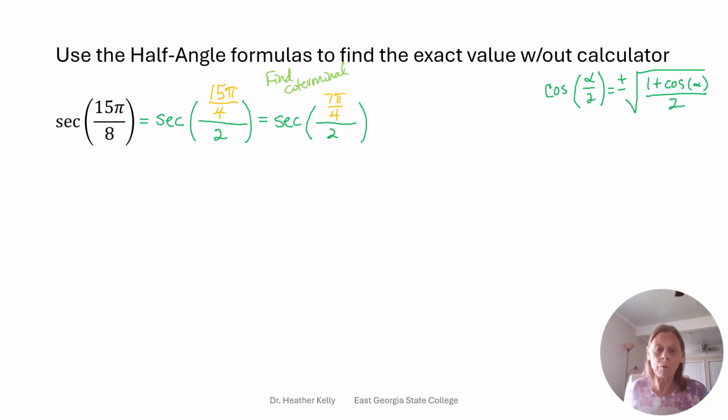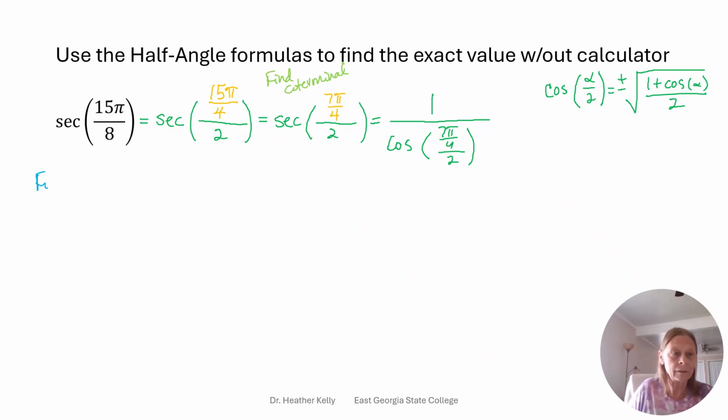Awesome. Now what we want to do is use the fact that secant is 1 over cosine. So this is equal to 1 over the cosine of 7 pi over 4 divided by 2. You want to leave it in this form so you know what your alpha is. Okay, so now we're going to stray away and find the cosine of that 7 pi over 4 over 2.